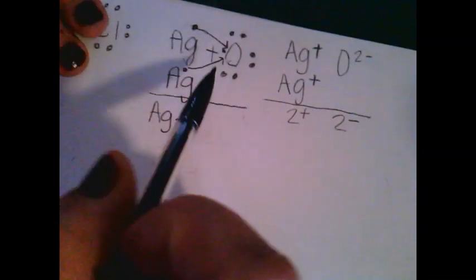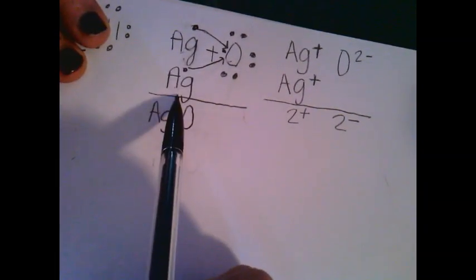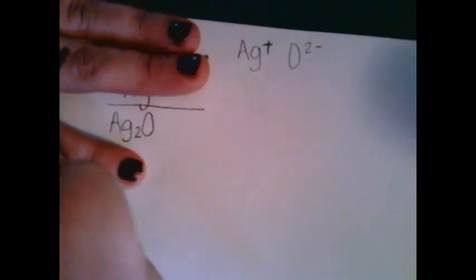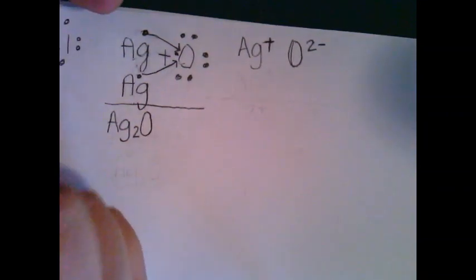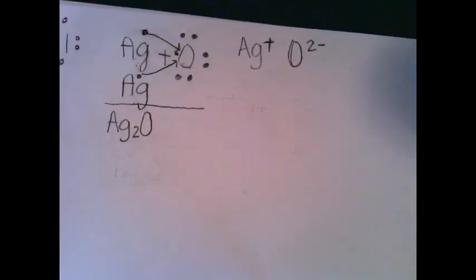Okay. So I wanted to also show you another way, because over time it's going to get really frustrating. You're not going to want to draw this out every single time. So there's actually another way that you can figure out the chemical formula for ionic compounds. So the first way is you're just going to write it out. So I just wrote out Ag, O2 negative.